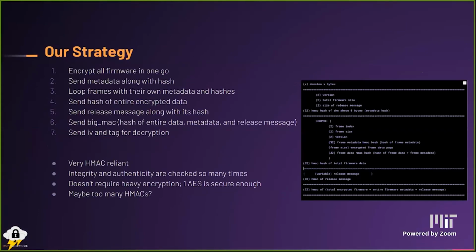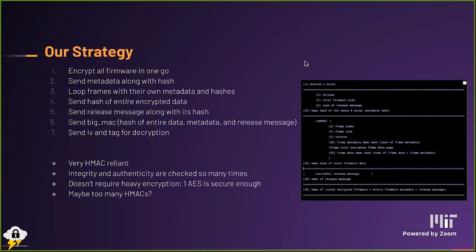Okay, so here's a security overview. Our main strategy was to encrypt the entire firmware in one go, and then we'd create metadata from that, send that along with a hash, and then we'd loop around with the encrypted firmware and send that with the metadata and hashes. We'd hash the entire encrypted data and then send the release message along with the hash. Then we created something called a Big Mac, which is a hash of the entire encrypted firmware data, the metadata, and the release message. And then we'd send the IV and tag.